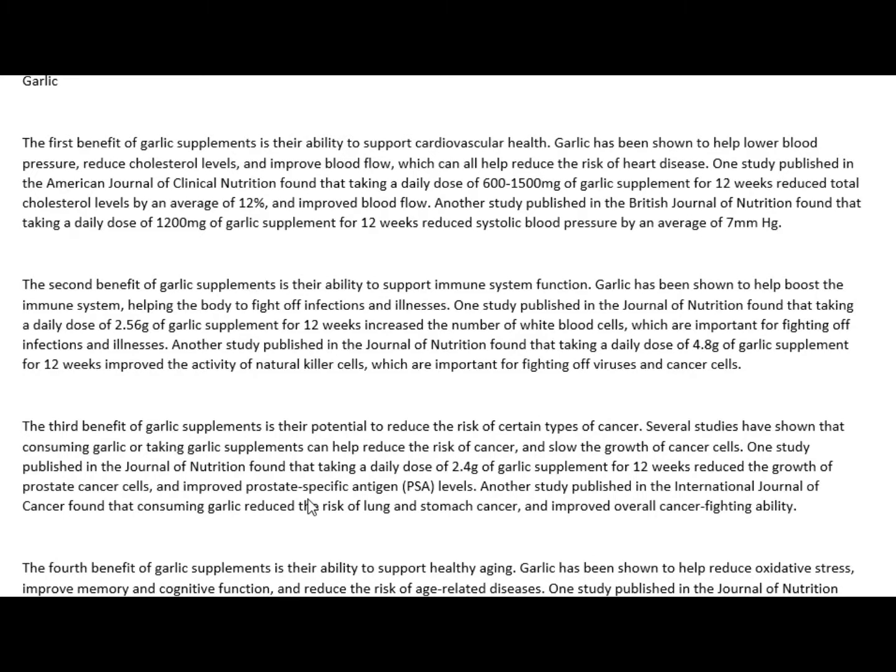So when it comes to cholesterol, what exactly form of garlic did they take? Okay, I wrote it down. Yeah, for sure. They took it for 12 weeks and reduced total cholesterol levels by 12 percent and improved blood flow. Another study published in the British Journal of Nutrition found that taking a daily dose of 1,200 milligrams of garlic supplement for 12 weeks reduced systolic blood pressure by an average of 7 units.